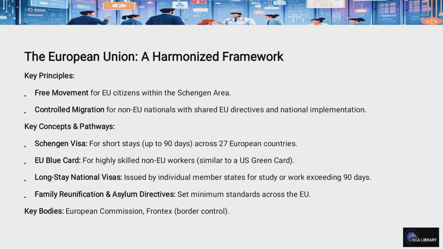For the EU, which is a harmonized framework, the principle is free movement for EU citizens within the Schengen area, and controlled migration for non-EU nationals with shared EU directives and national implementation. Key concepts and pathways include the Schengen visa, which is for short stays up to 90 days across 27 European countries. There is also the EU Blue Card for highly skilled non-EU workers, similar to the US Green Card.